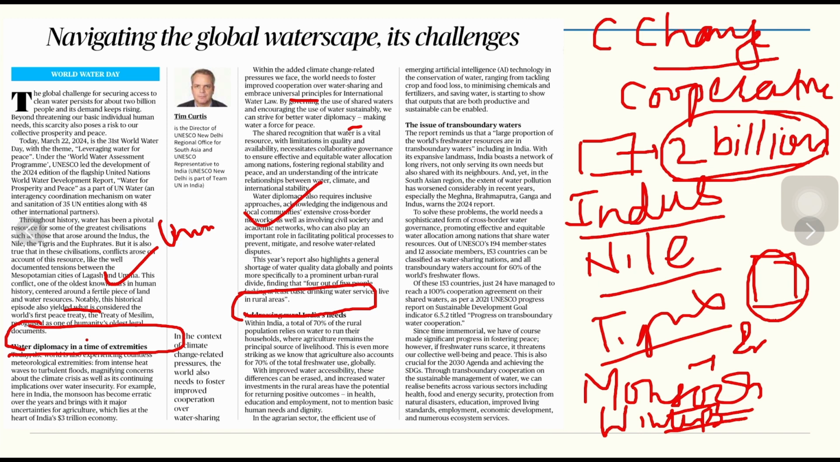As I told you, gender wise, there is a discrimination because it is women folk who have to secure water, and for them it can become easier when either tap water is made available to them or a regular supply of water is made available. In the agrarian sector, the efficient use of emerging technologies like artificial intelligence in the conservation of water, ranging from tackling crop and food losses, and minimizing chemicals and fertilizers, and saving water, can also show outputs that are both productive and sustainable.